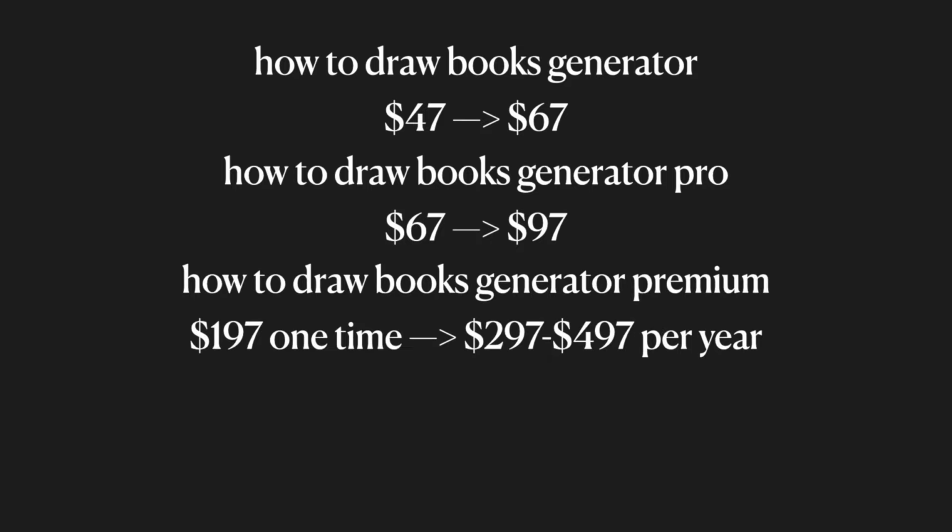The How to Draw Books Generator Premium, which is the ability to create those step-by-step, learn how to draw books, is currently $197 as a once-off fee during this special launch. And then from the 4th of April, it's going to change to a yearly subscription model, which will cost between $297 per year and $497 per year. So from the 4th of April, it is going to become a yearly fee to have access to the premium version to create the step-by-step pages.